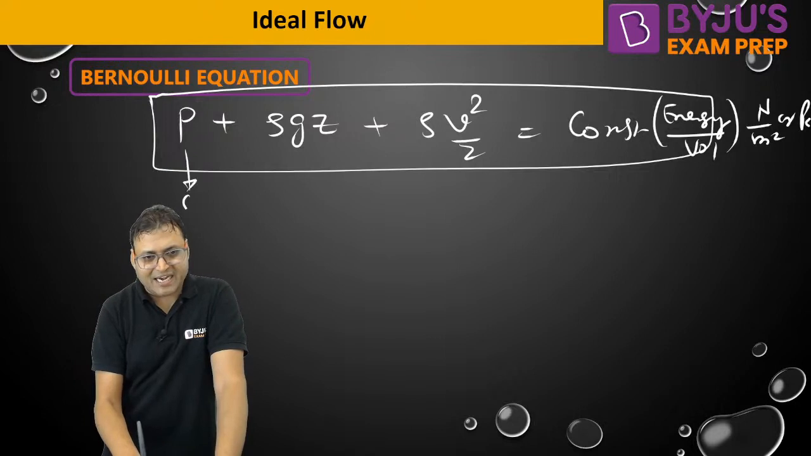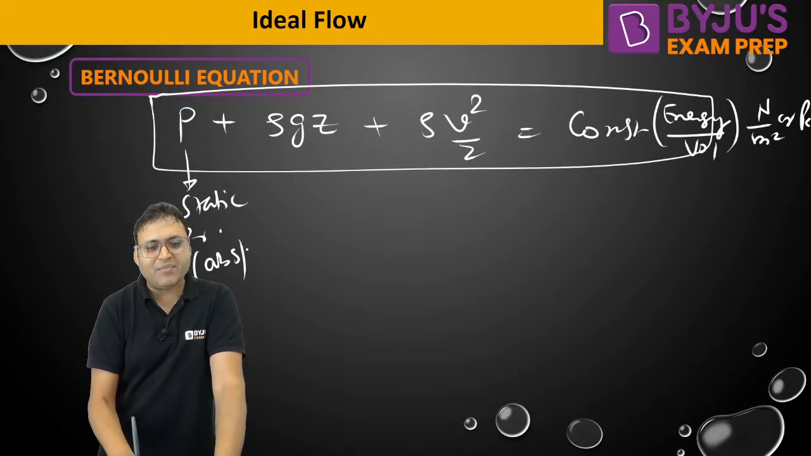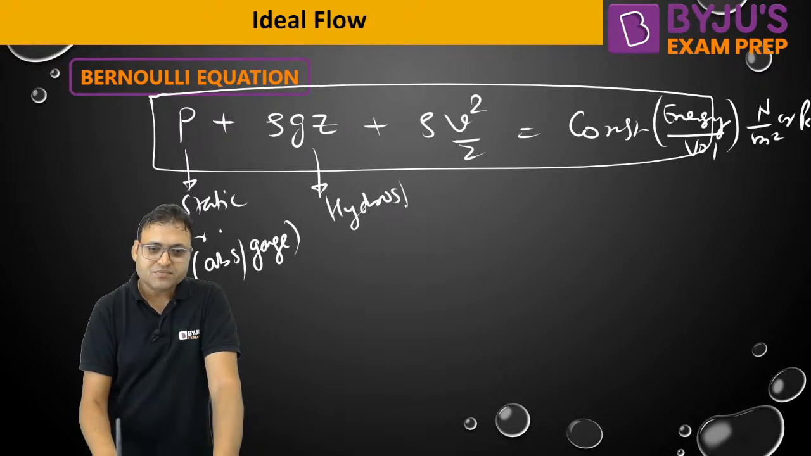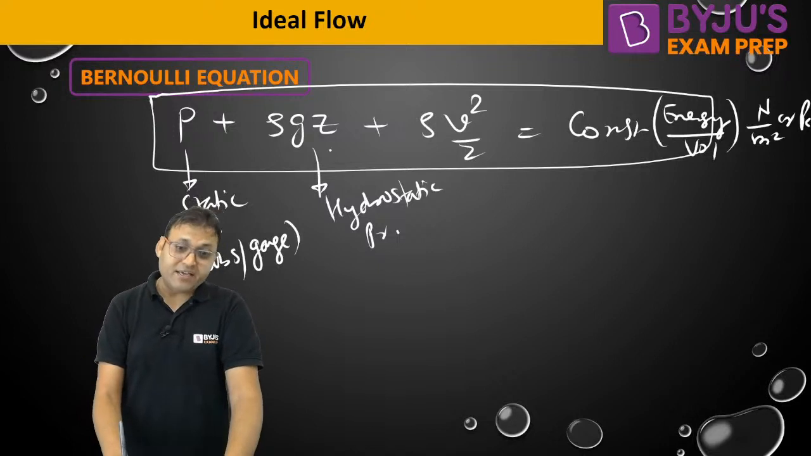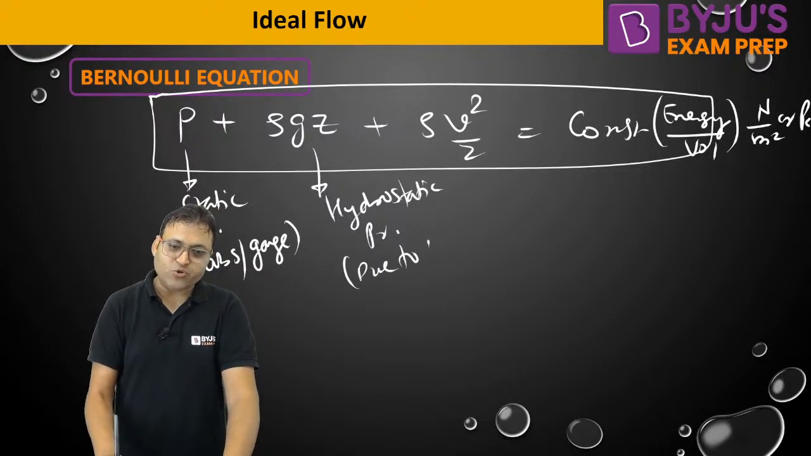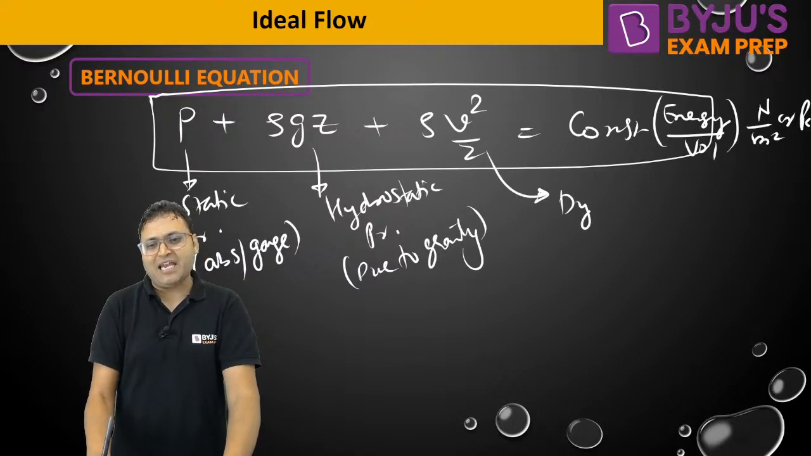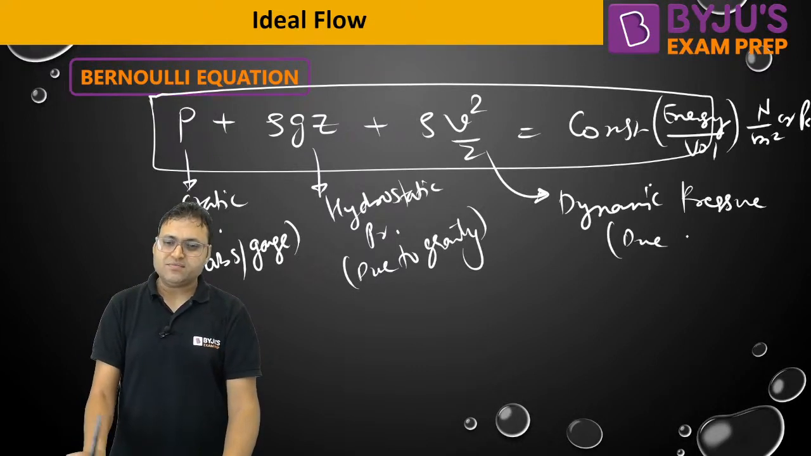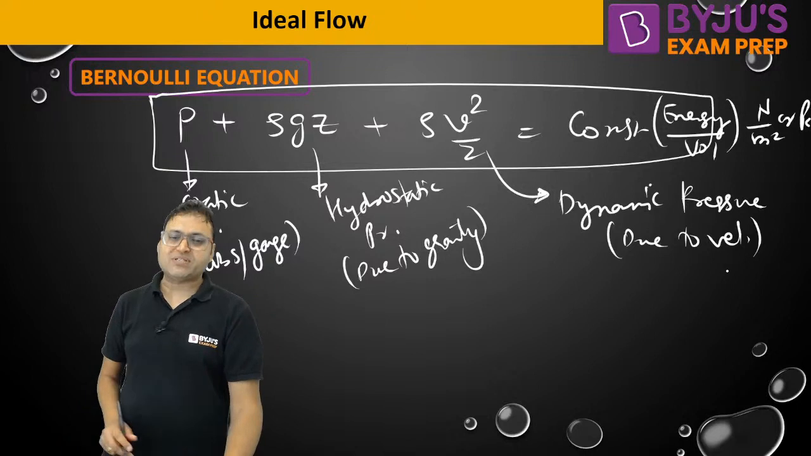The first term is the static pressure of the fluid. It can be absolute or it can be gauge. The second term represents the hydrostatic pressure of the fluid, which is due to gravity. And the third term represents the dynamic pressure of the fluid, which is due to velocity. The pressure developed due to velocity is dynamic pressure.